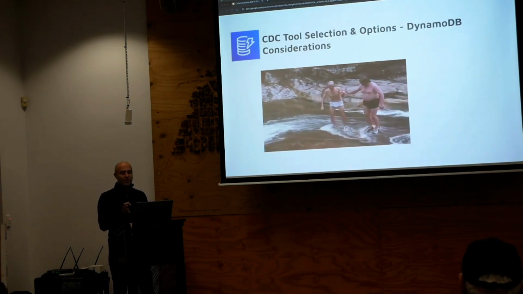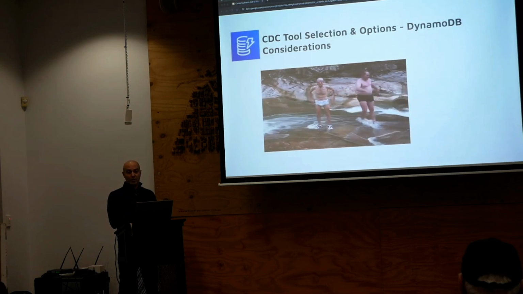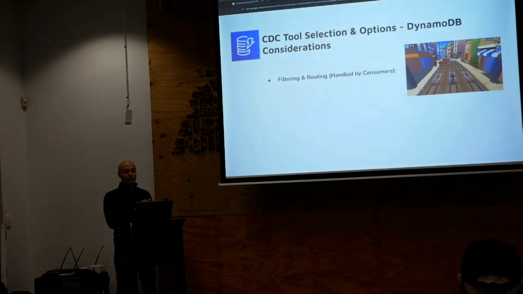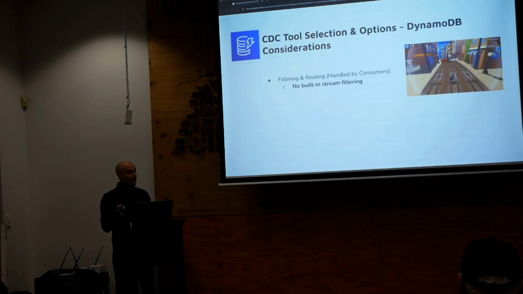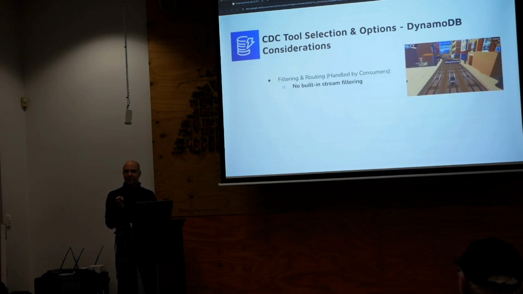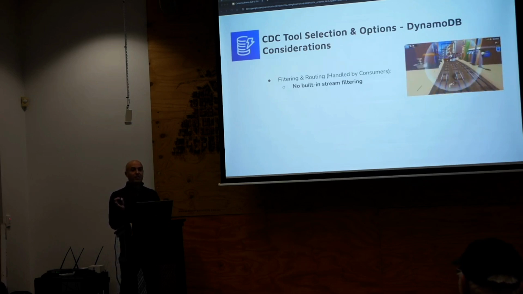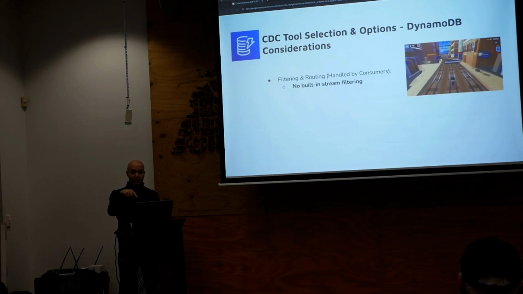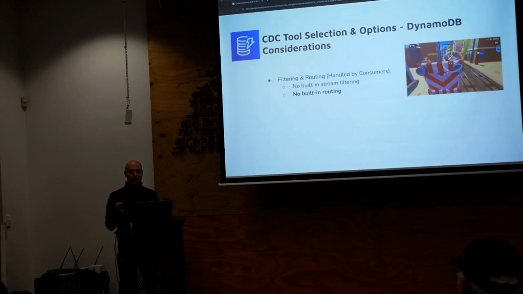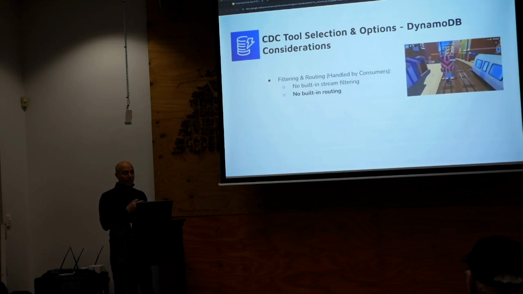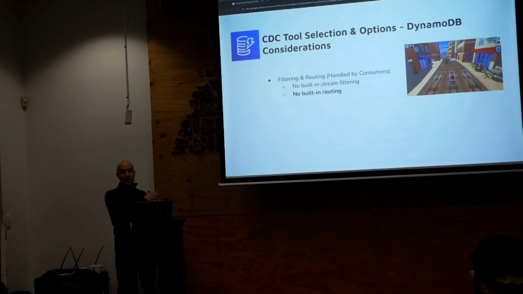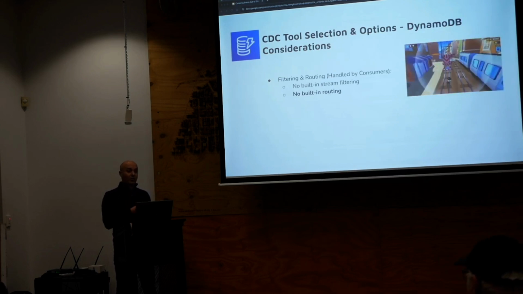And there are some important considerations if you do choose DynamoDB Streams. Filtering and routing are handled exclusively by your consumers. There's no built-in stream filtering. Consumers, like Lambda, for example, are going to have to filter events based on the content only after reading them. So there's no built-in routing. Consumers have to target a specific ARN for the stream. And subsequent routing to different destinations requires logic within your consumers.